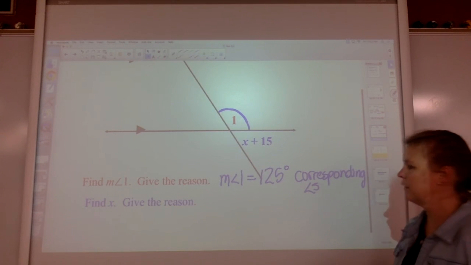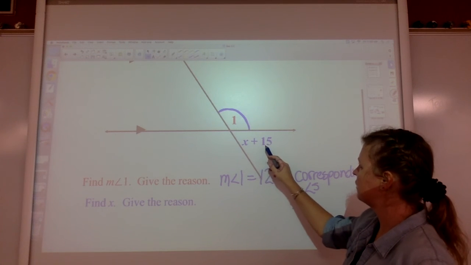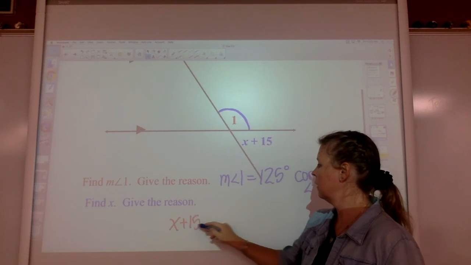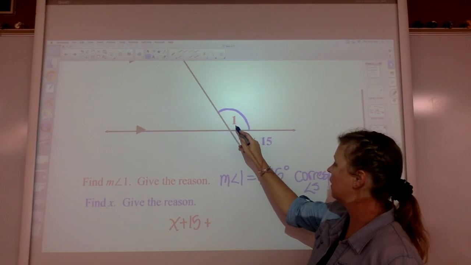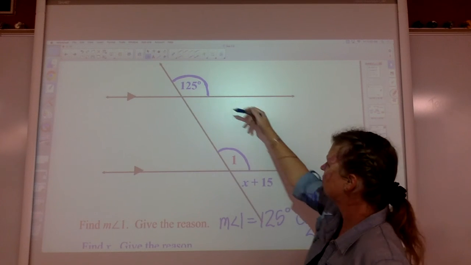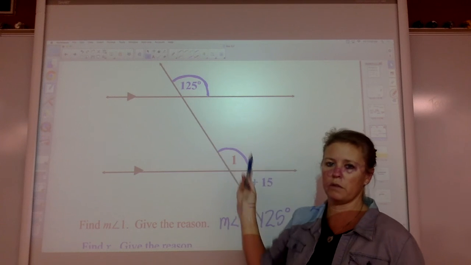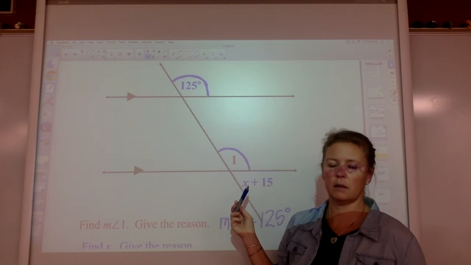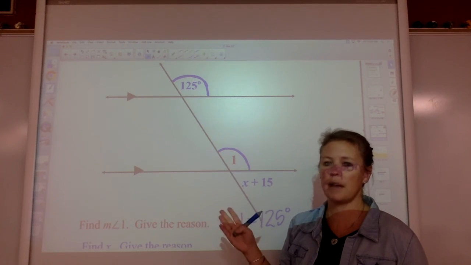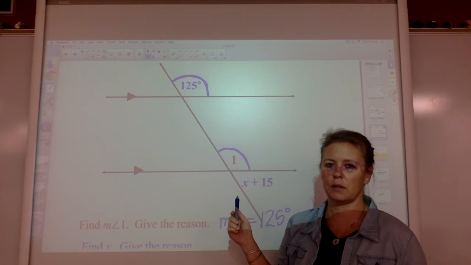Find x, give the reason. I'm looking for x. I know that x plus 15 has got to be supplementary to angle 1. Because if I go back to the beginning, I have no relationship between x plus 15 and 125. They are not related at all. We have every combination of names for angles except same side exterior. There's no such thing as same side exterior.